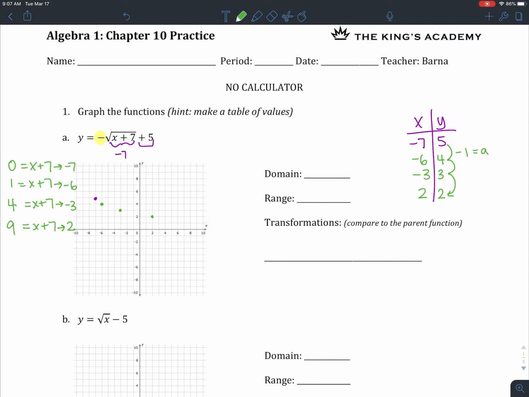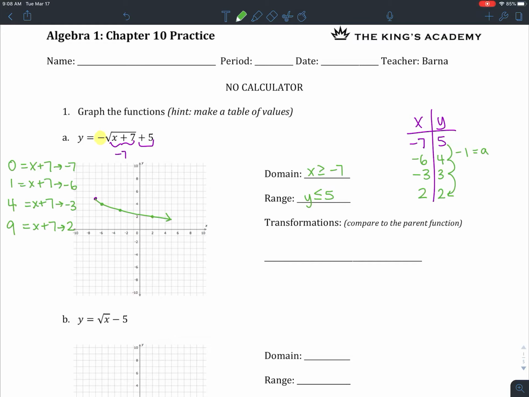Now, I put my starting point in a different color to remind myself that the arrow goes on the other side of the function. Our domain here is x is greater than or equal to -7, and our range is y is less than or equal to 5, because x starts here and it continues that way, and y starts here and it continues down. Oops, I erased that. 5.